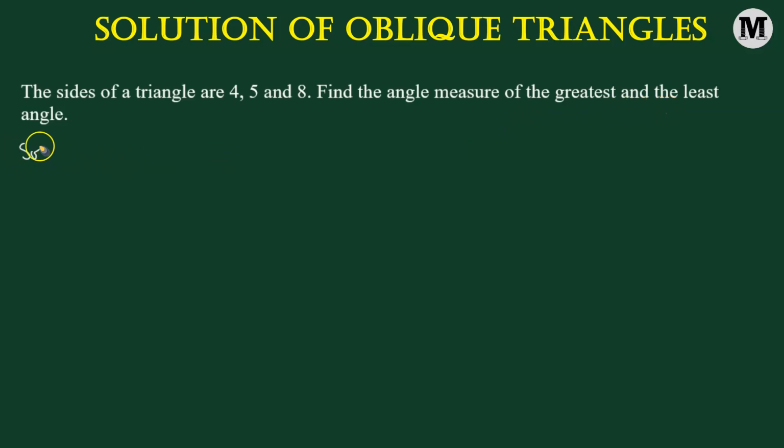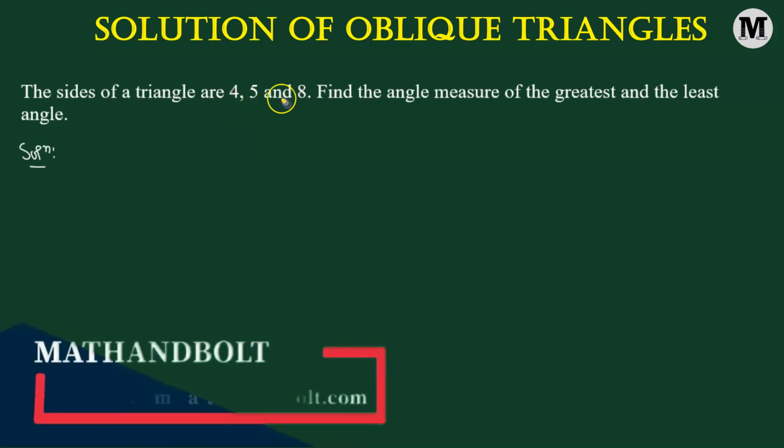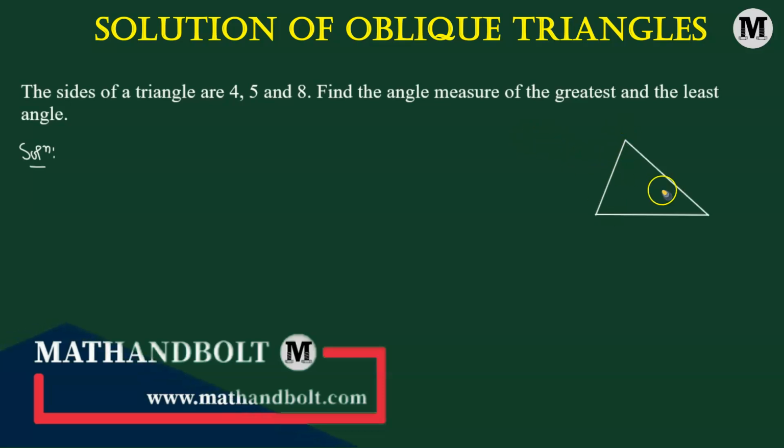Okay, let us begin. First, we're going to consider an oblique triangle. An oblique triangle is one whose sides are not equal. Clearly, we have the triangle having sides 4, 5 and 8, so that means it must represent an oblique triangle. So here we have an oblique triangle.